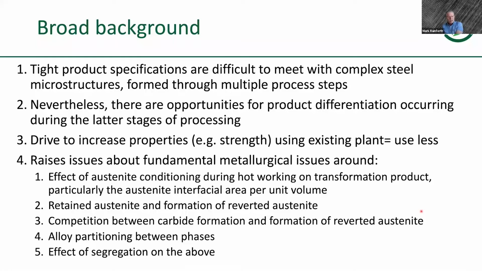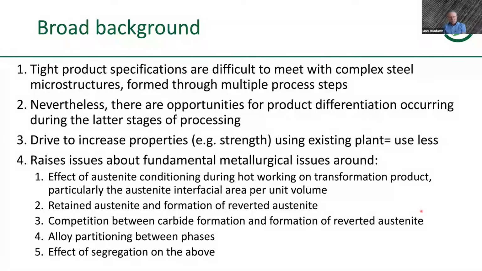So the first that I list there is austenite conditioning during hot working. This has been around a long time, and there have been relationships between the austenite grain size and the product dimensions, but the austenite interfacial area per unit volume is much more important, and surprisingly that hasn't been explored for many steels. Then, of course, there's the issue about retained austenite and the formation of reversed austenite in many of the steels. I'm going to talk about one where reverted austenite is important.